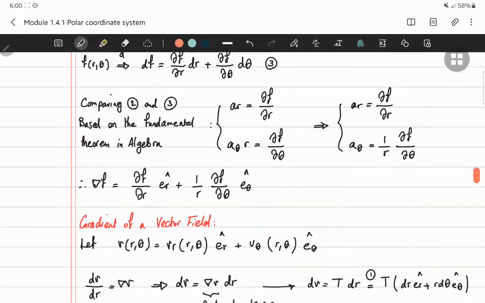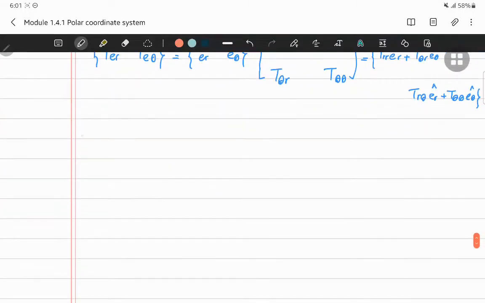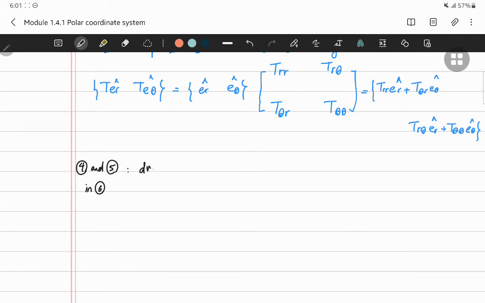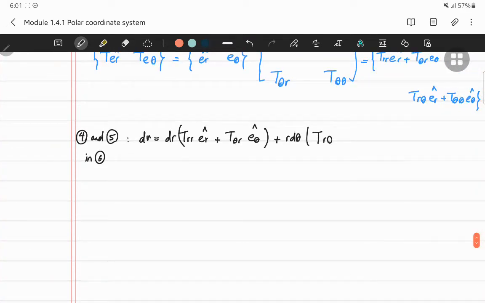So maybe we had 1, 2, 3, 4, and 5 in 6. So we have dr, and dv is dr times (T_rr e_r plus T_theta_r e_theta) plus r d theta times (T_r_theta e_r plus T_theta_theta e_theta).